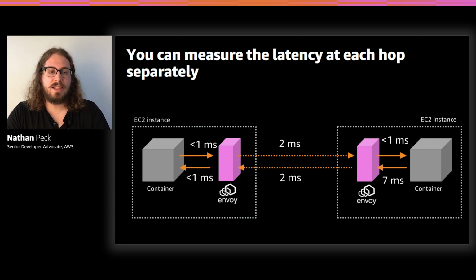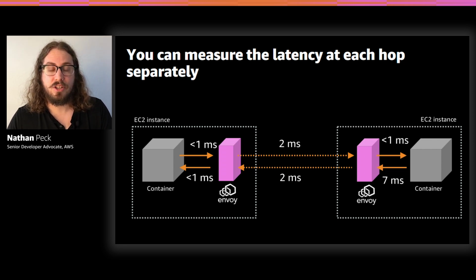Then we have a 2 millisecond hop across the network to the other EC2 instance. Once again, there's a less than 1 millisecond jump from that local Envoy to the local container on the other EC2 instance. And then we see that there's a 7 millisecond delay while that container is processing the request and creating an answer before it sends that answer back to its local Envoy. Then once again, we have 2 milliseconds over the network back to the originating EC2 instance, and then less than 1 millisecond from that Envoy to the originating container.